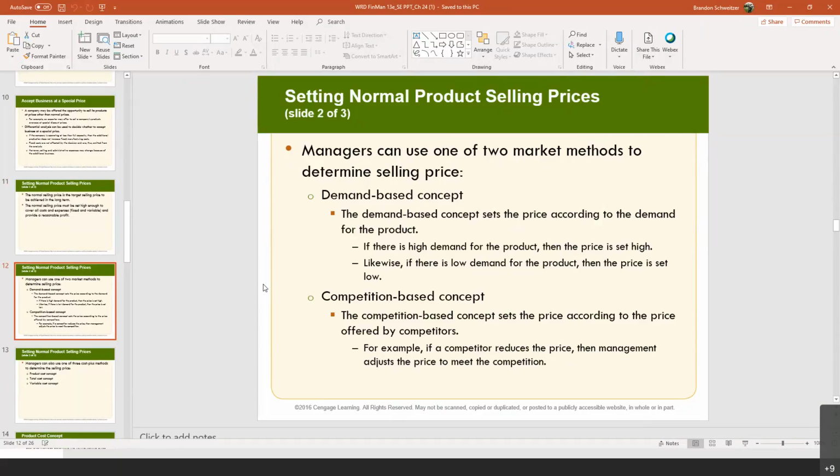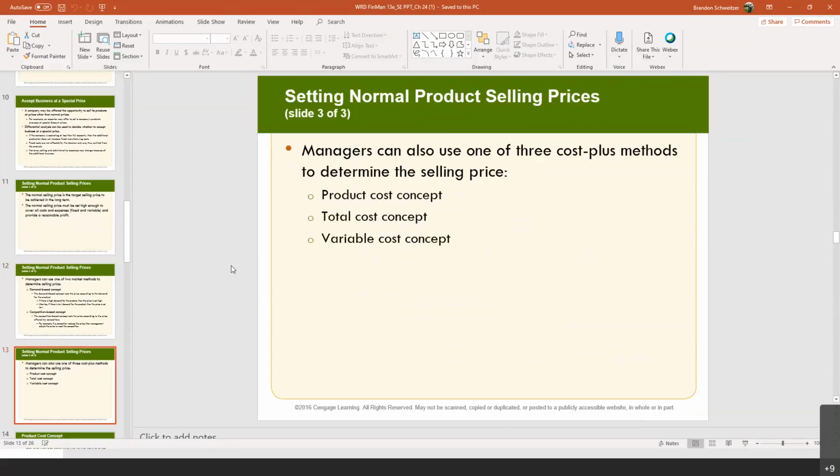And so that's what we call competitive-based pricing. And so therefore, I will reduce my 6-pack price down to $5.50. I want to be right there with my competitor, Angel Soft. And so we got to be competitive in our pricing. So I might reduce my pricing to match the price of what my competitor is selling for. We call that competitive-based pricing. So managers often use 3 cost-plus methods to the selling pricing. We use what's called the product cost concept, the total cost concept, and the variable cost concept. And I'll explain each one.